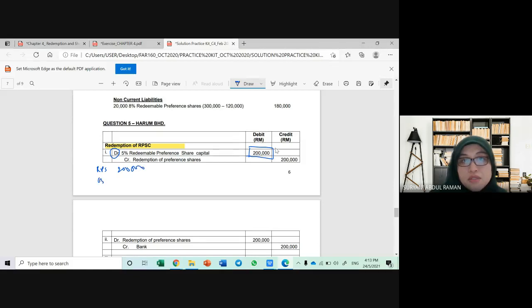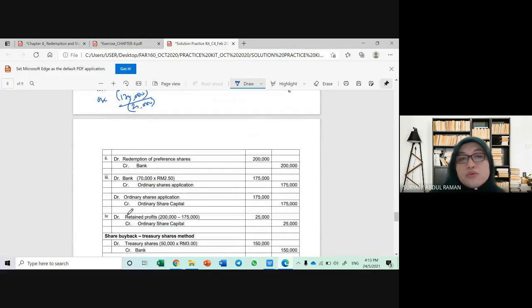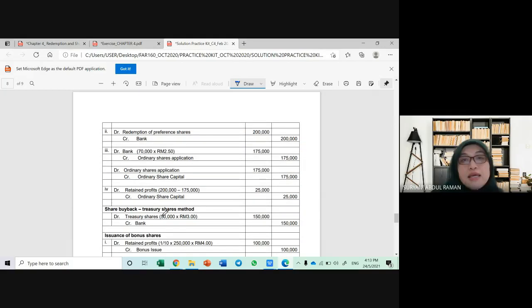Okay, you have issued ordinary shares of 175,000. So you still have 25,000 to top up. So where to get this value? You are going to take it from the profit. Okay, so the unpaid amount is to be taken from the profit. That is why you have to debit retained profit. Okay, debit retained profit 25,000 and credit ordinary share capital. Okay, is that clear so far, class? Yes, madam.